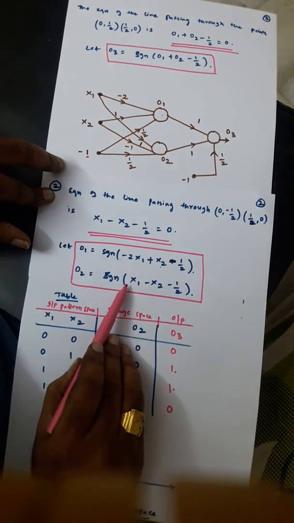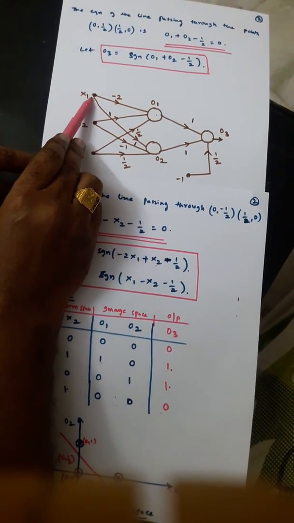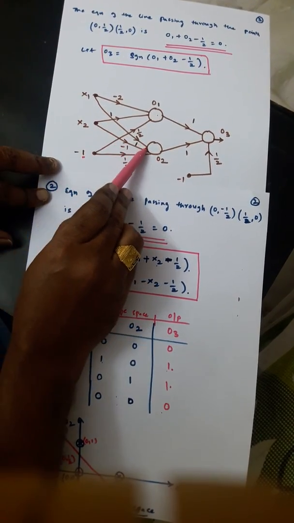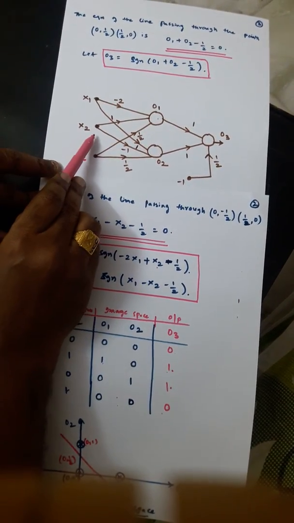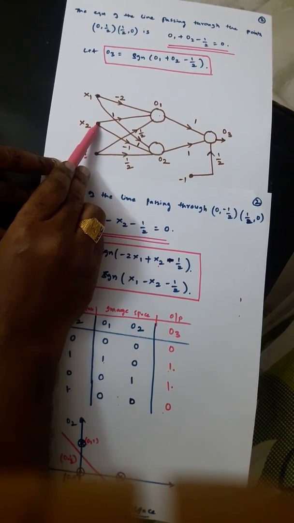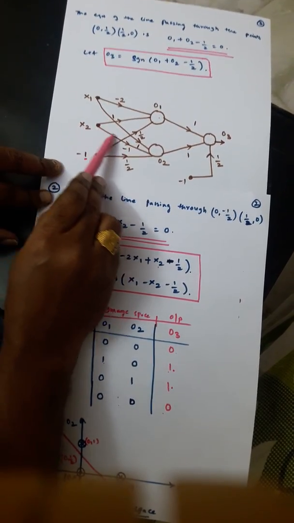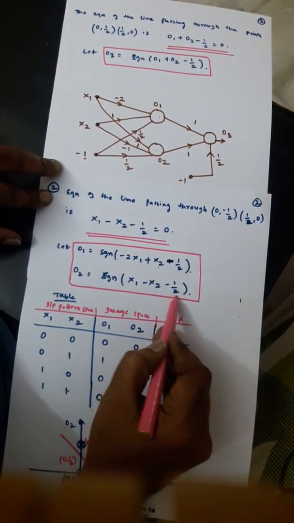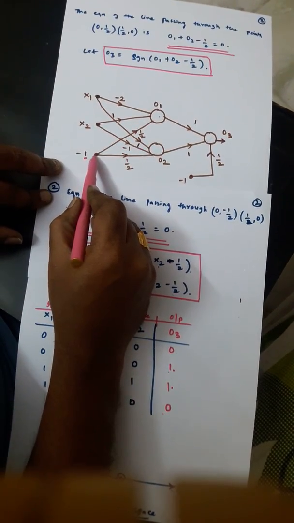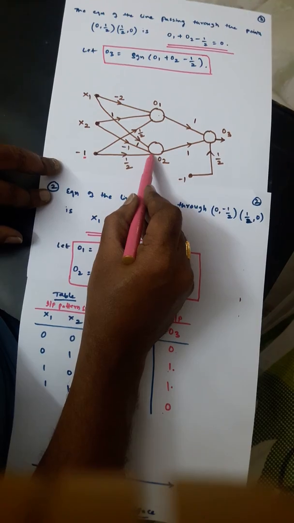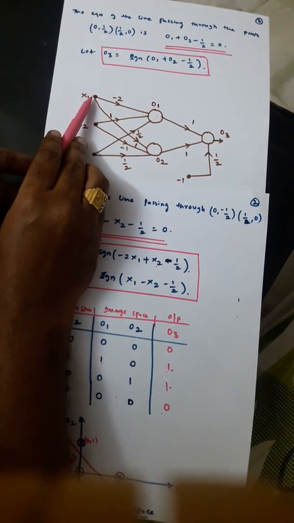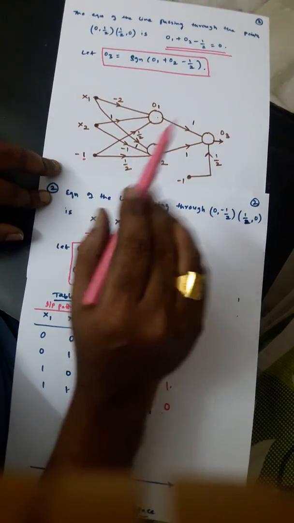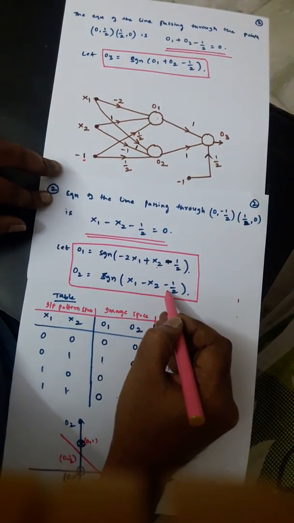Okay, next, how do you indicate this O2? O2 is signum of x1 into 1, weight is 1, x1 into 1, minus x2, that is x2 into minus 1, that is minus x2, and you have minus 1 by 2. That is nothing but minus 1 into weight is plus 1 by 2. So what is O2 here? Signum of x1 minus x2 minus 1 by 2. Got it? So I got O1 and O2.